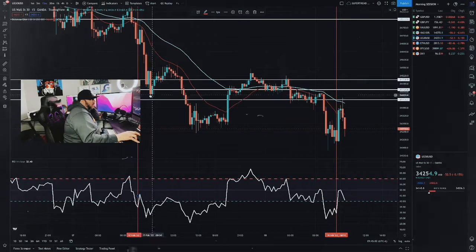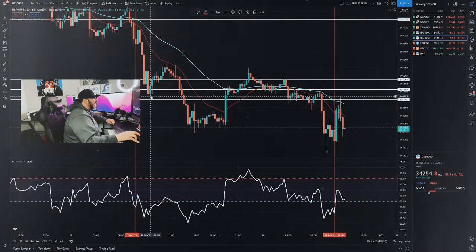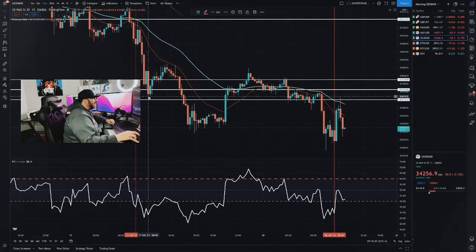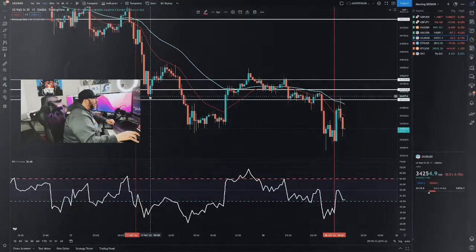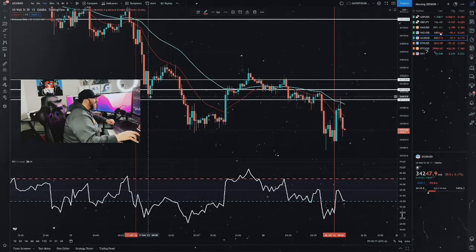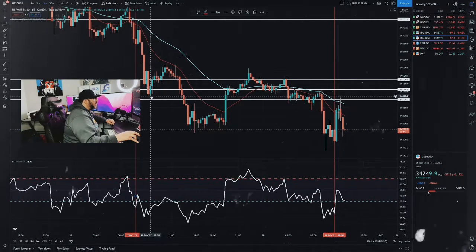Then we got tweezer bottoms here, okay? So again, we got pressure to the bottom side from the buyers. We got pressure on this next candle, okay? So again, it opened up, came down, did not break this wick, did not break the area that we were looking to continue down, okay? And then it continued to the upside, all right?